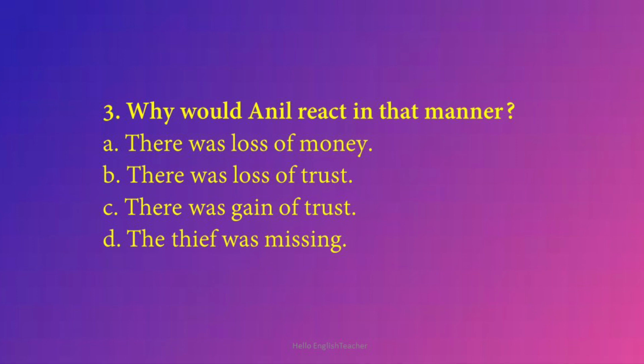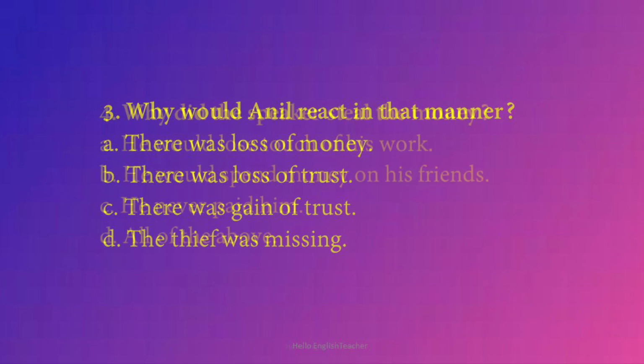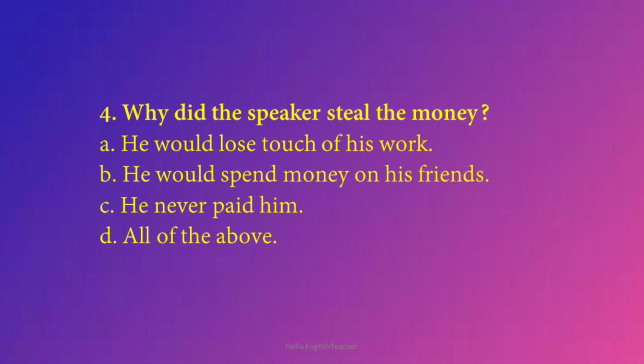In what manner? In a sad manner. Why would he show sadness? Because there was loss of money, there was loss of trust, there was gain of trust, the thief was missing. So Anil would be sad because there was loss of trust. He had trusted the thief so much, but then he had stolen the money. So he would be sad because there was loss of trust.